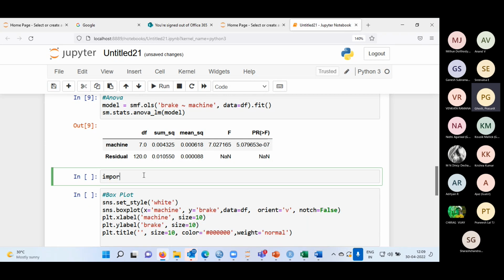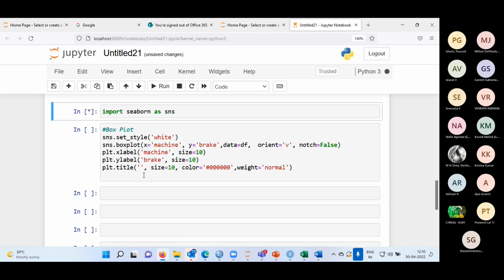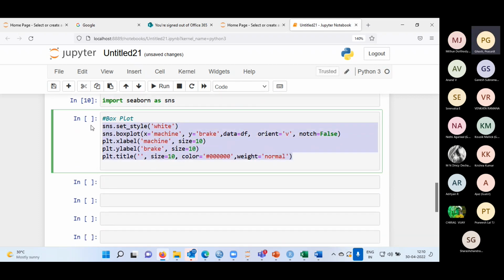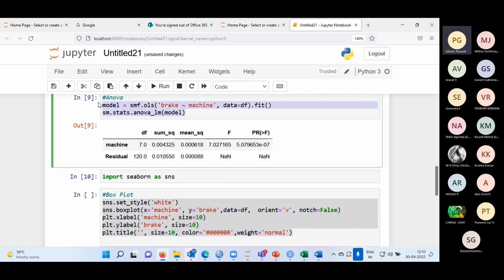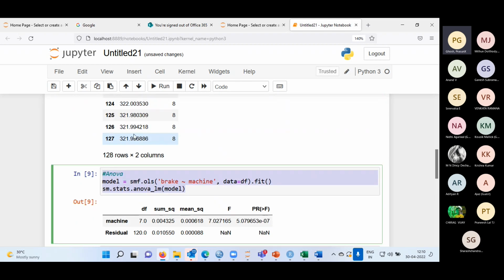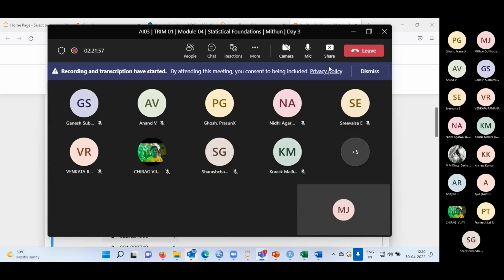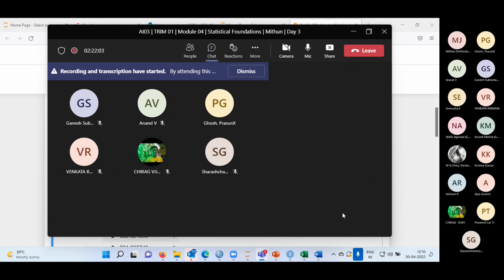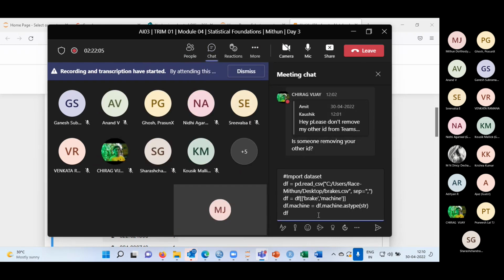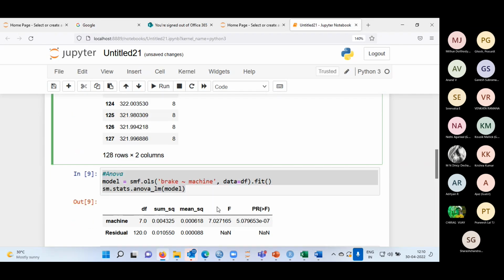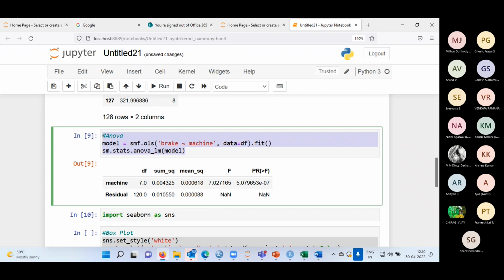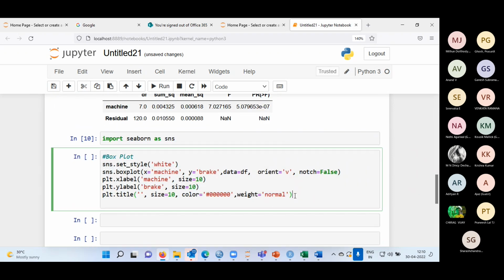Sir, can you just paste the text in the chat box also? This text you want? Yeah, this one and the one above. For ANOVA? Yeah, just above. This one? Yeah, this one. I'm just pasting. The first code you wanted, and the second code you wanted is about this box plot, right?